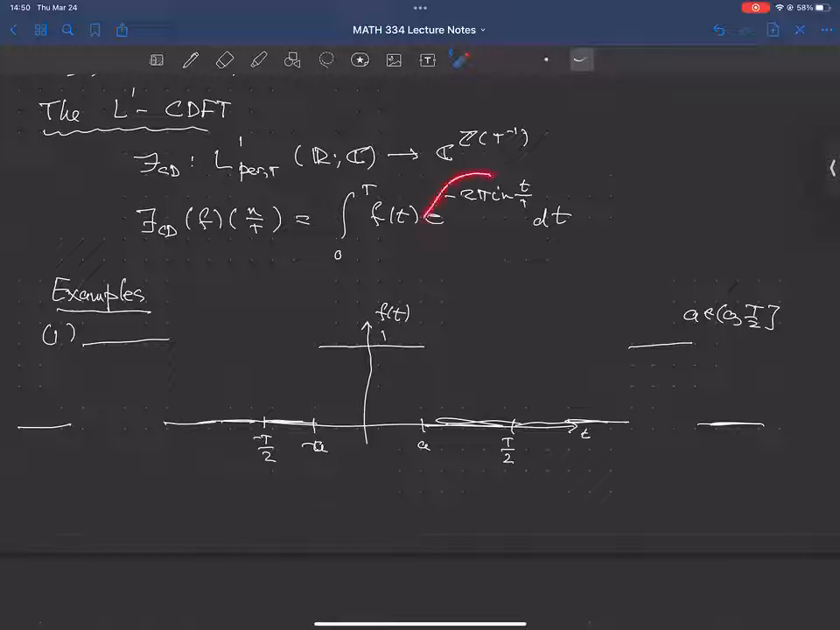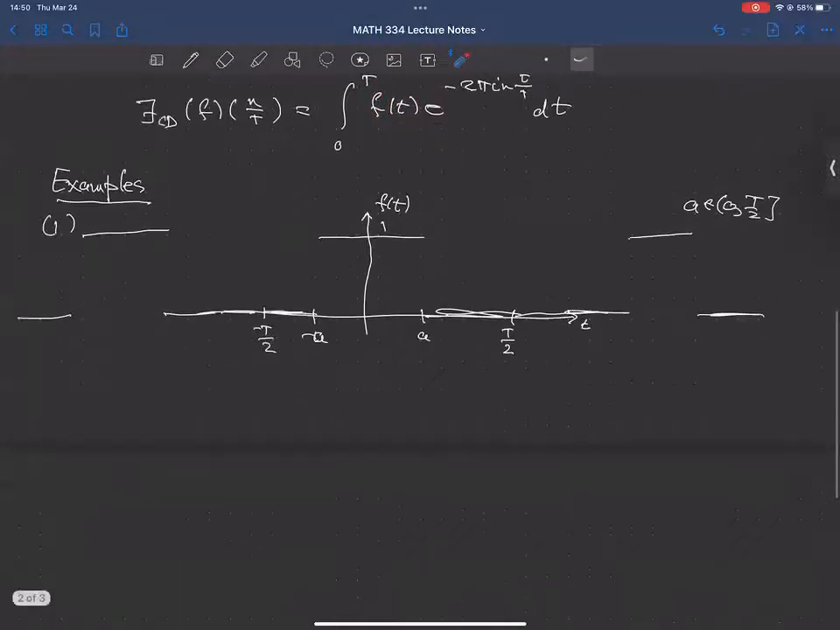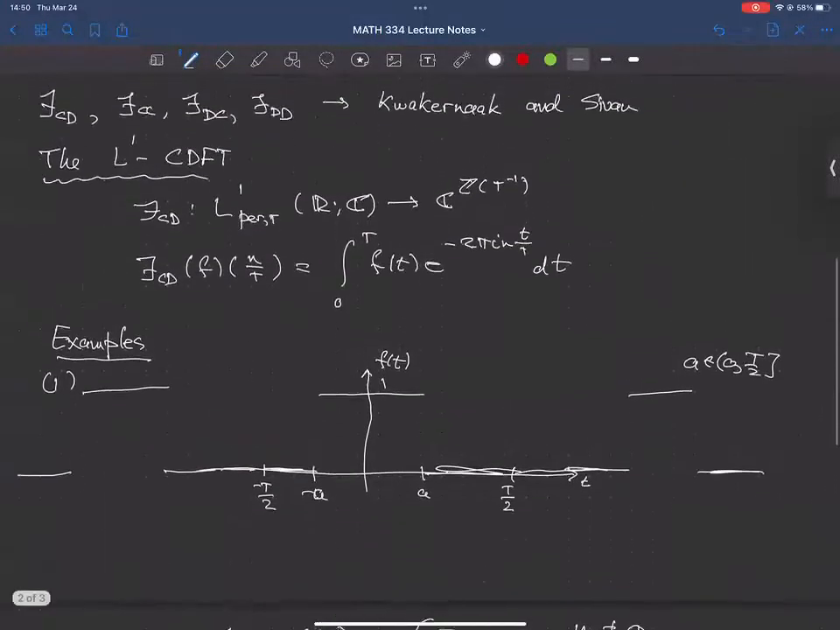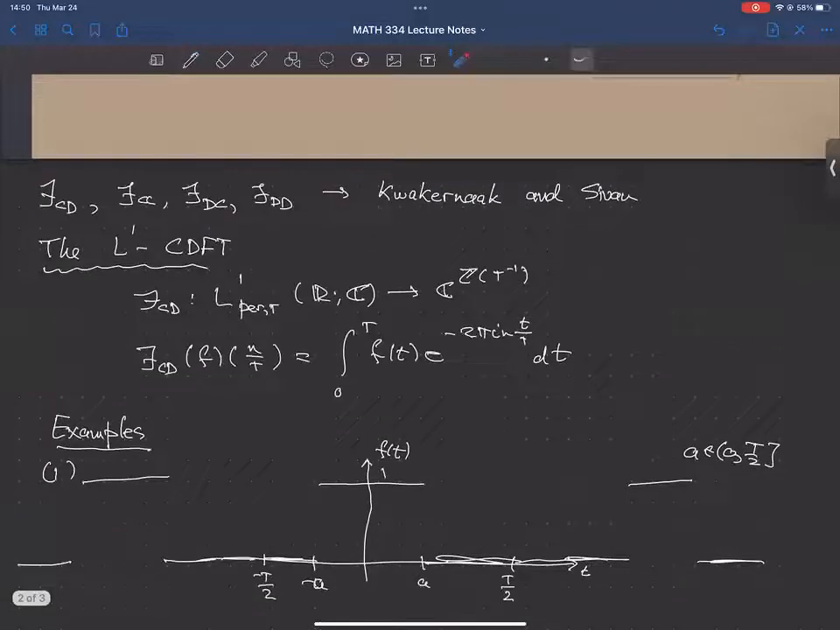When n is equal to 0, this thing is 1, and so the CDFT at 0 is simply going to be the integral of f over its period. Again, that's always going to be the case. So the CDFT of this signal f at n/T is the integral of f, which is 2a, when n is equal to 0. And then when n is not equal to 0, it's only a slightly harder computation to do.